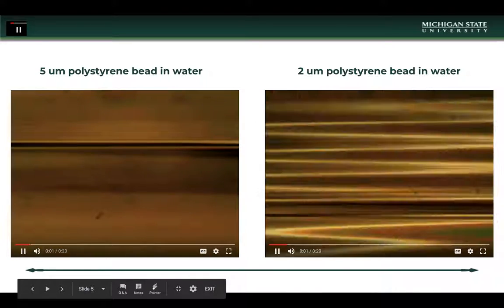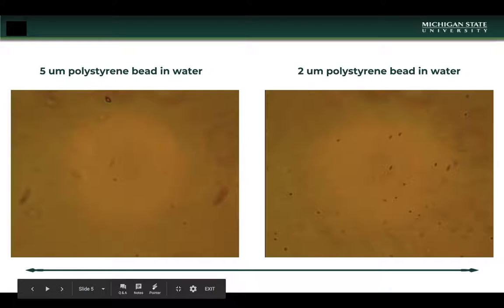The motion of each bead with respective sizes after they were squirted onto the slide under the microscope. It is hard to see the difference in velocities with these videos, so we'll break down the differences graphically on the next slide.